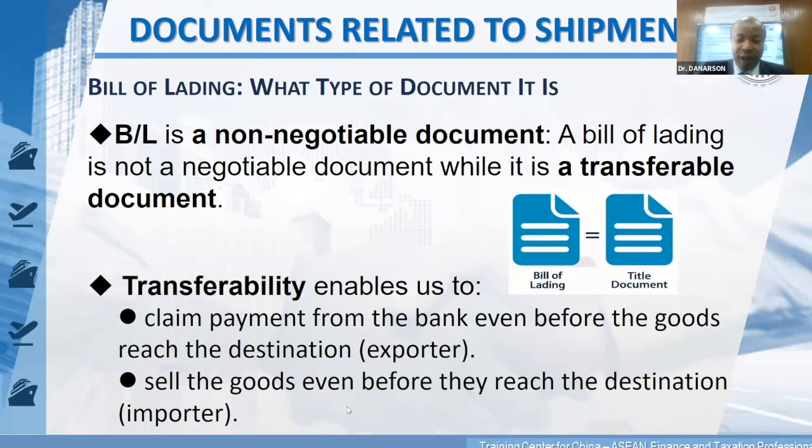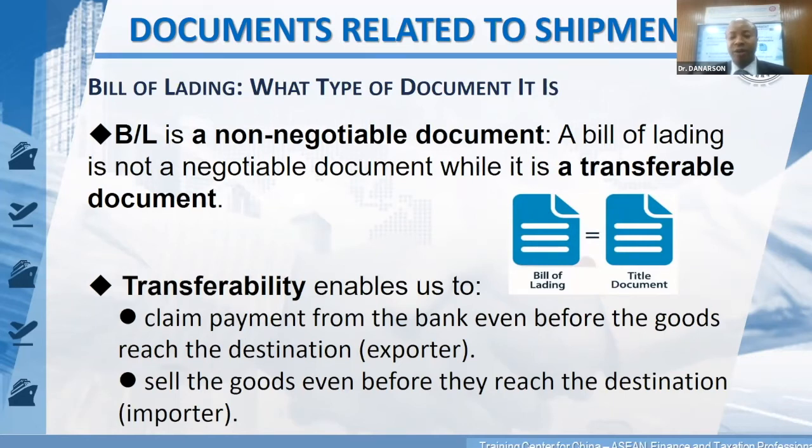So you can also sell the goods even before they reach the destination, meaning that you have the bill of lading. If you send that to a bank somewhere, and you don't have any capability of paying the supplier, then with that bill of lading, you send the goods to a bank, you exchange the goods into money, for example.